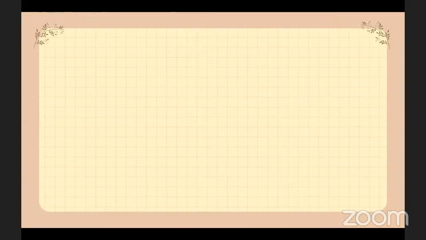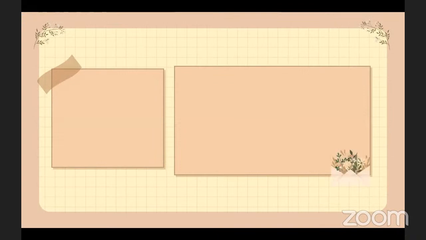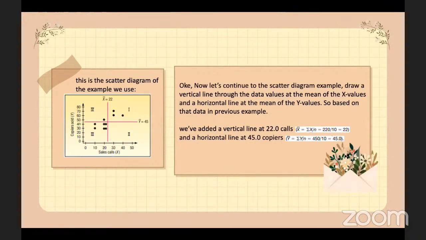Okay, now let's continue to the scatter diagram example. Draw a vertical line through the data values at the mean of the x values, and a horizontal line at the mean of the y values. So, based on the data in the previous example, we've added a vertical line at 22.0 calls and a horizontal line at 45 copiers sold. And this is the scatter diagram of the example we use.